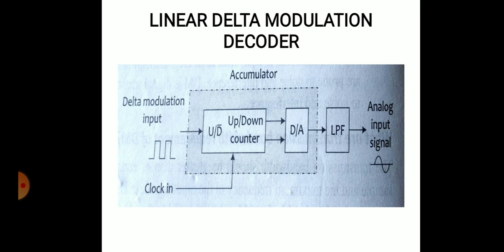So these are the functions of each block of a linear delta modulation decoder. And this delta modulation is a special case of differential pulse code modulation, except for the need of an additional low pass filter at the output of this delta modulation decoder.